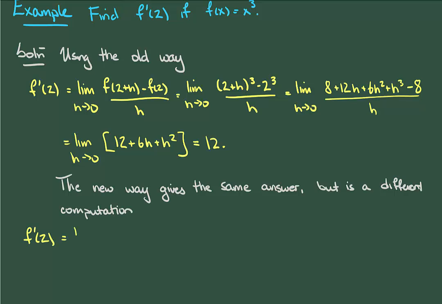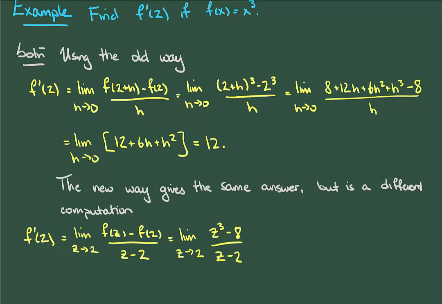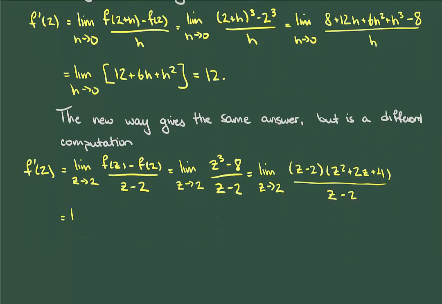Again, now would be a good time to pause the video and see if you can work it out for yourself first. Unlike the old way, where we expanded a product, this time we'll need to factor a difference of cubes. Hopefully you remember how to do that, and if so, you see that there's this nice cancellation of the z minus 2 terms. The leftover function ends up being continuous in z. So we plug in z equals 2 to get our expected answer of 12.